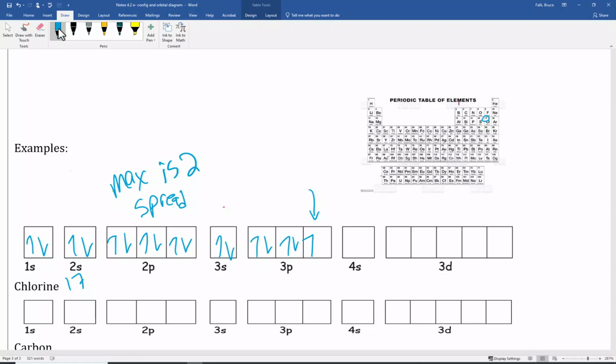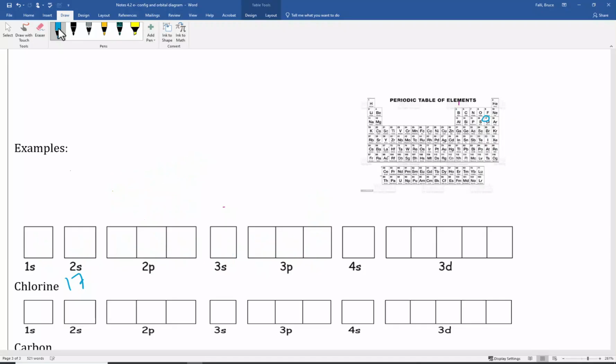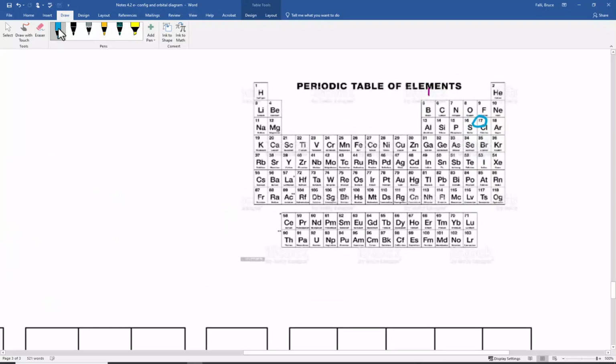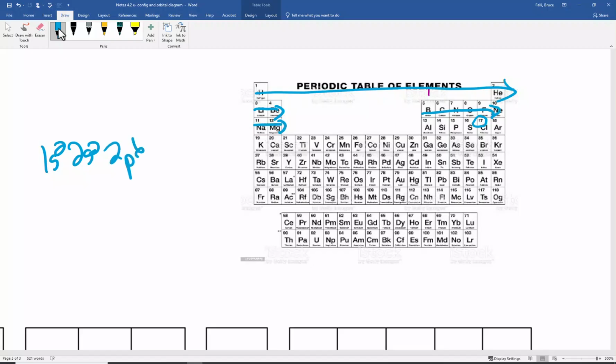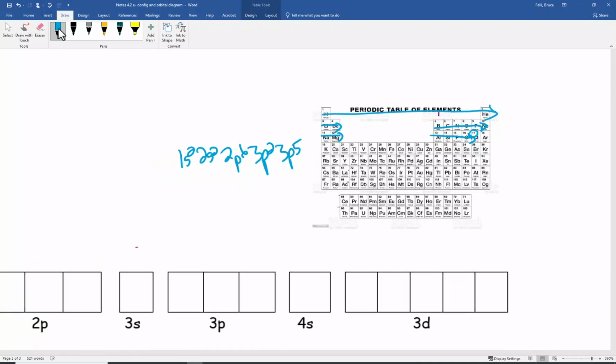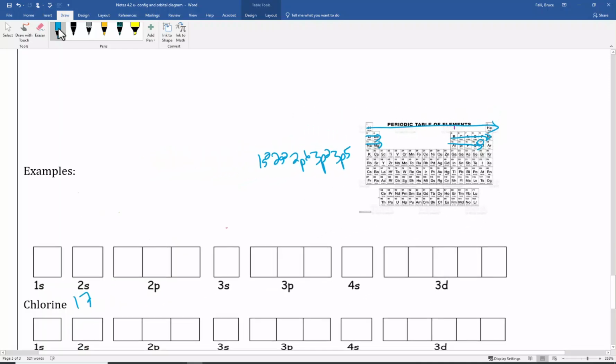The other way to do chlorine is if I write out chlorine's electron configuration. Yeah, I just learned how to do electron configurations. Let me do that. I'll work on my skills. Chlorine is 17. 1s2. 2s2. 2p6. 3s2. 3p5. Now that I've got that, I know my electrons.